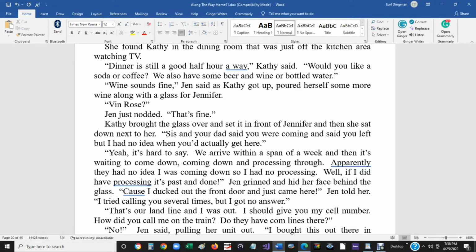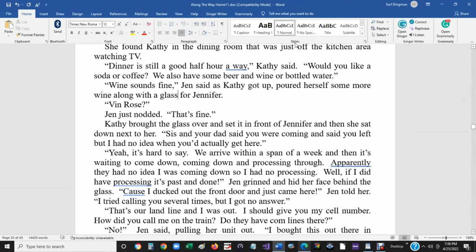It kind of says something about Kathy. I don't know if I intended to say that about Kathy or not, but she acted without thinking or asking. And she should have said red, white, or vin rosé. But Kathy didn't. Kathy is drinking vin rosé, so she figured everybody's drinking vin rosé, so that kind of says something about Kathy. This is how you get your character going, and you have to think about this. Is that really what I want people to think about Kathy? And if it's not, then you rewrite: "Wine sounds fine," Jen said as Kathy got up, poured herself some more wine. Then she should have looked at Jennifer and said, "Vin rosé? Or would you like red or white?"